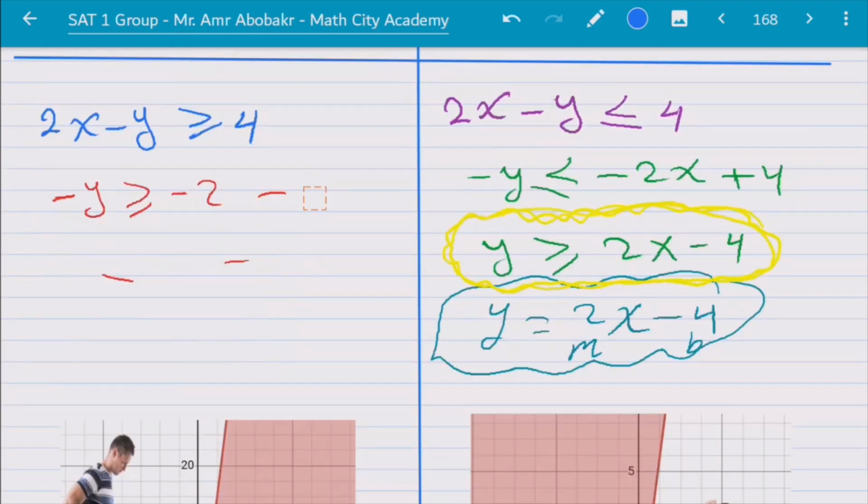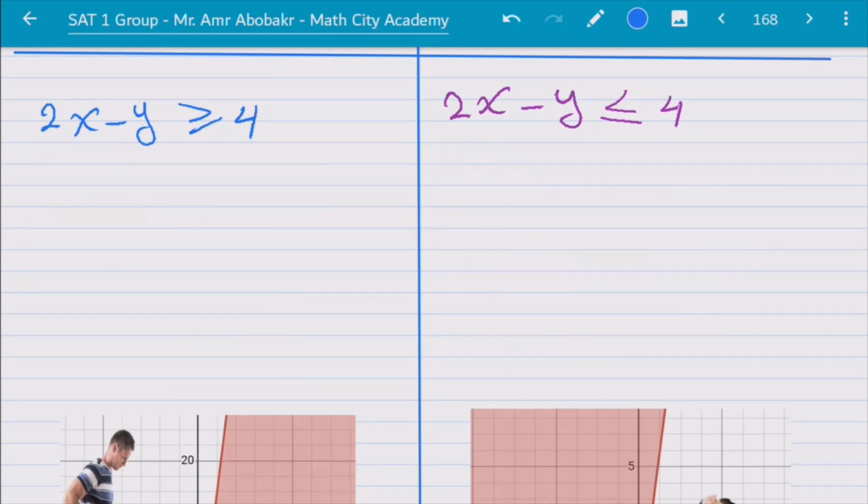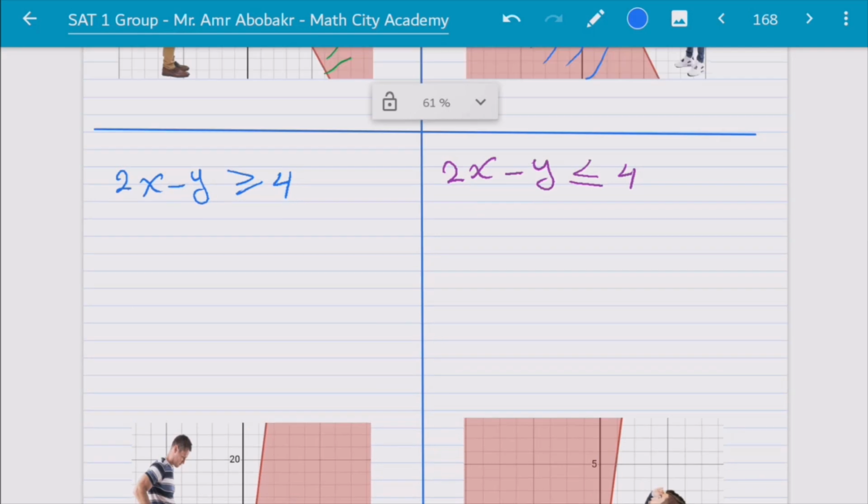Okay, another one. I erase all the steps that I did before. Okay, this example, how can we graph it?